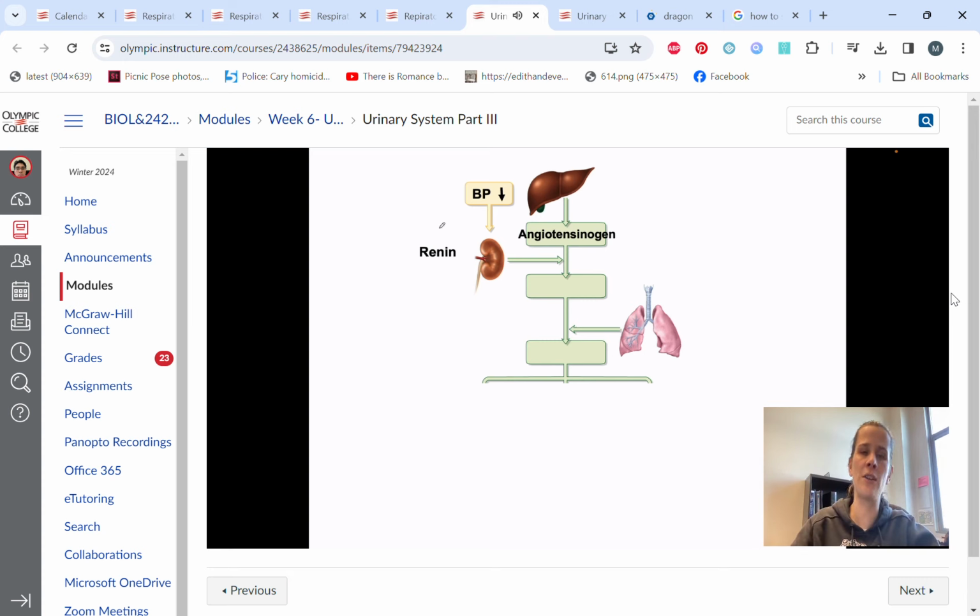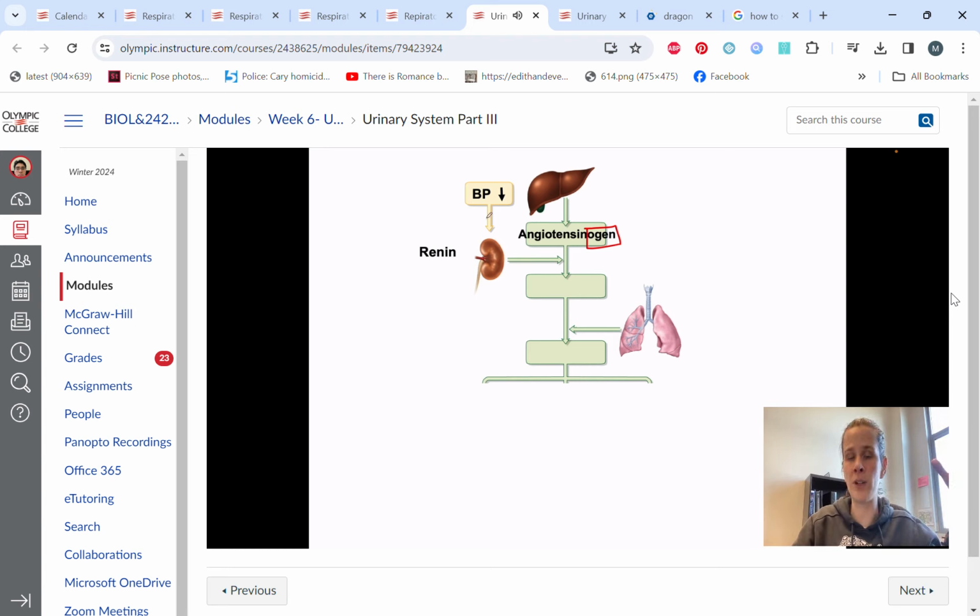Renin gets secreted by those cells around the afferent arteriole when we see a drop in blood pressure. Renin then goes and it activates angiotensinogen. So recall, anytime we see an ogen name, that is a precursor hormone. So angiotensinogen is released from the liver as a precursor. It is circulating in your system all of the time, ready, just waiting to be activated. Renin, when your blood pressure drops, gets released and it cleaves angiotensinogen into angiotensin 1.